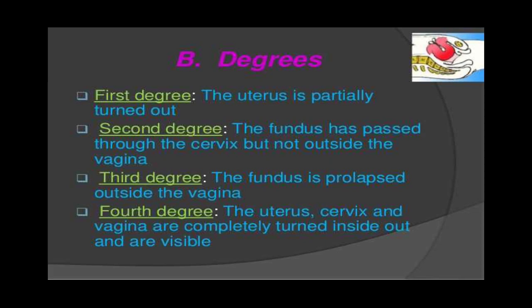Next is classification according to the degree. In the first degree, the uterus is partially turned out. In the second degree, the fundus has passed through the cervix but not outside the vagina. In the third degree, the fundus is prolapsed outside the vagina, and in the fourth degree, the uterus, cervix and vagina are completely turned inside out and are visible outside. These are the four stages.